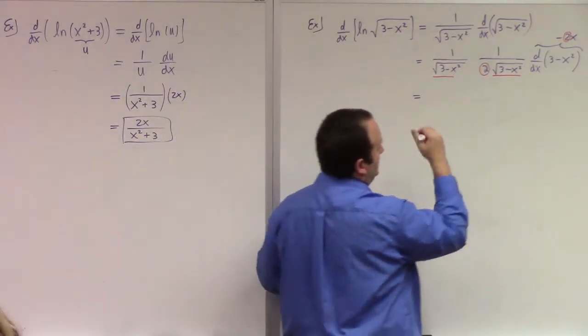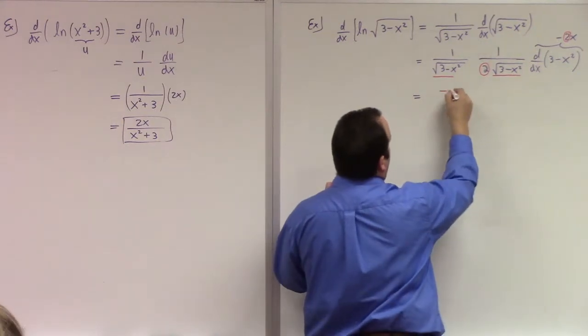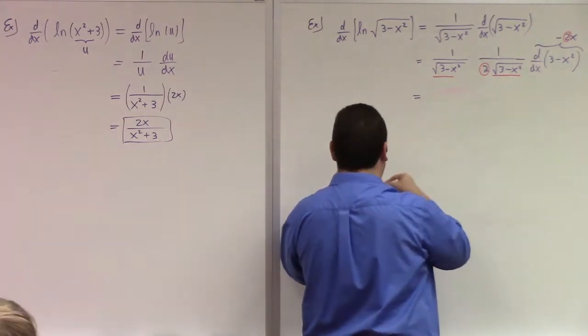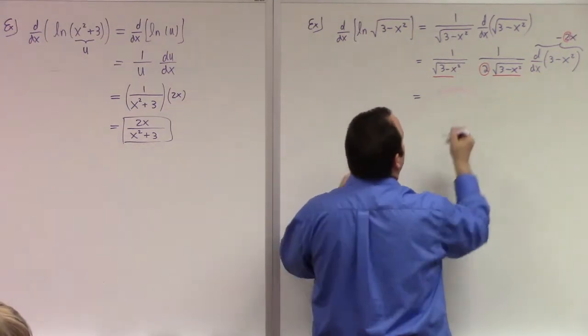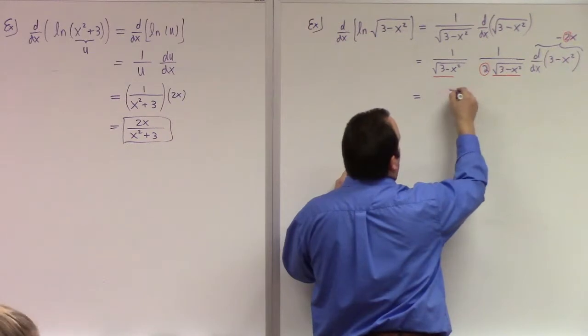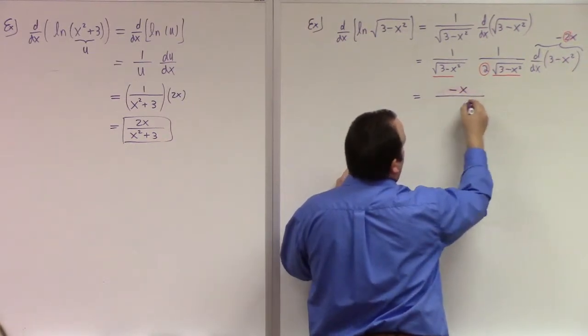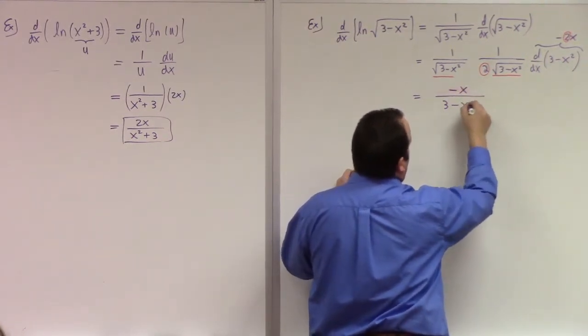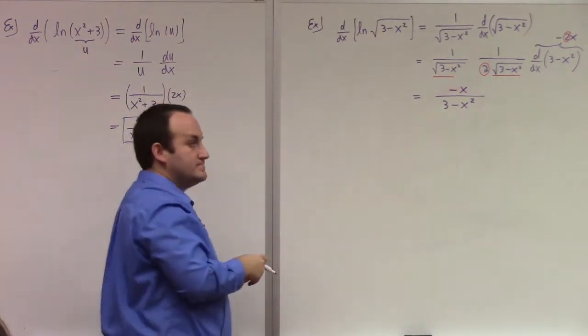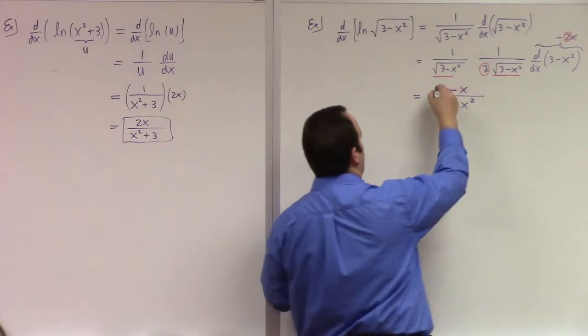Let's draw it together here. We've got minus 2x. Oh, I can't follow my own advice. Minus x, right? I'll tell you what, I'm going to leave it, oh fine, minus x over 3 minus x squared. There you go.